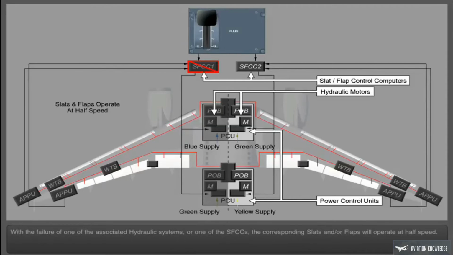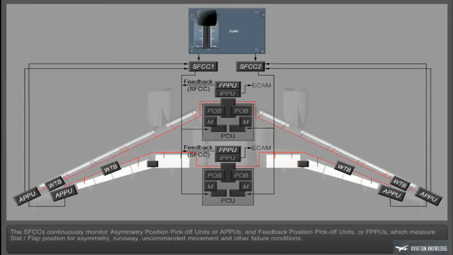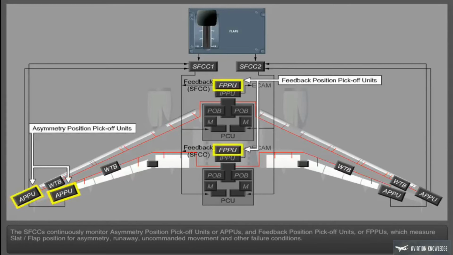With the failure of one of the associated hydraulic systems, or one of the SFCCs, the corresponding slats and/or flaps will operate at half speed. The SFCCs continuously monitor asymmetry position pickoff units, or APPUs, and feedback position pickoff units, or FPPUs, which measure slat and flap position for asymmetry, runaway, uncommanded movement, and other failure conditions.